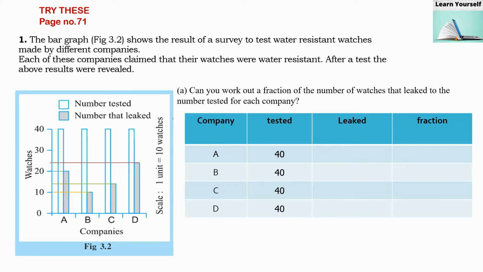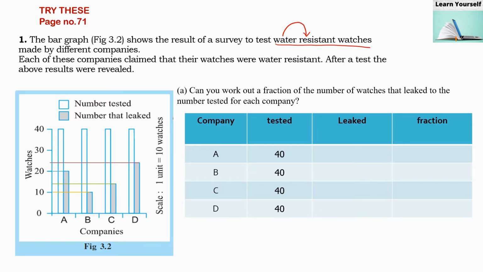Now what is the meaning of water resistant watches? It means even if you put it into water, it will still work. That means it is water resistant. It resists the water, it will still function even if you wear it underwater. So that is the meaning of water resistant watches. Now each of these companies claimed that their watches were water resistant. After a test, the above results were revealed.